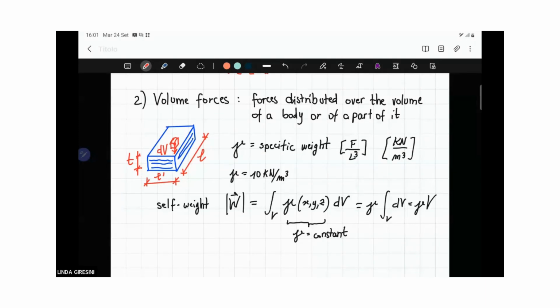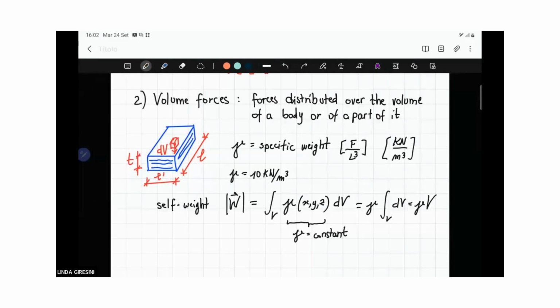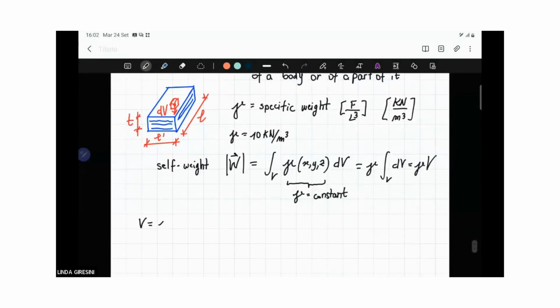Yes, the volume is the product of the 3 dimensions, okay? So V is L times L first times T, the thickness.